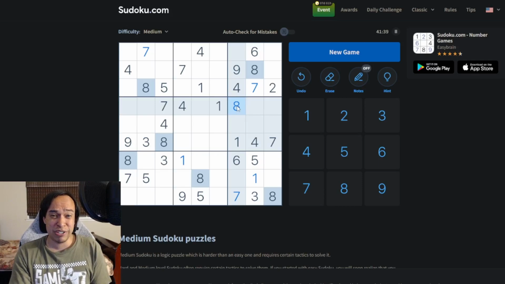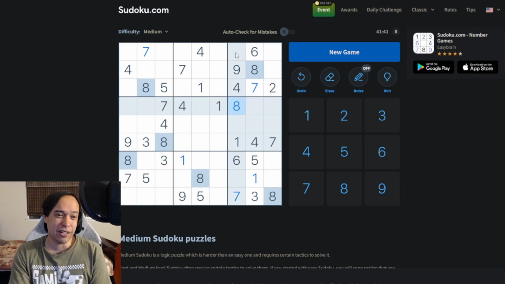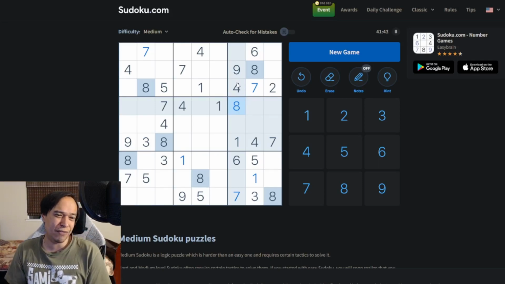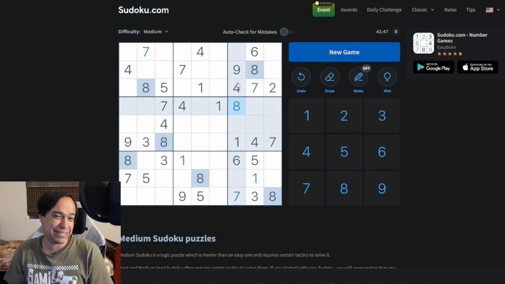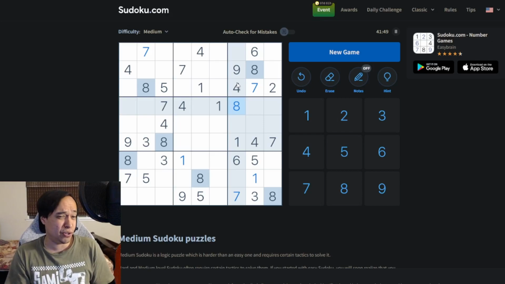Now, for instance, where we just found this 8, let's look at this column here. We have 6 numbers already. We have a 1, 4, 6, 7, 8, 9. So we're missing a 2, we're missing a 3, and a 5.